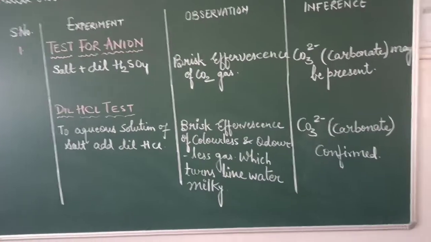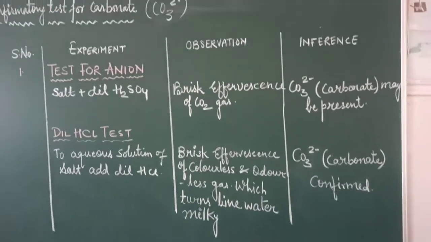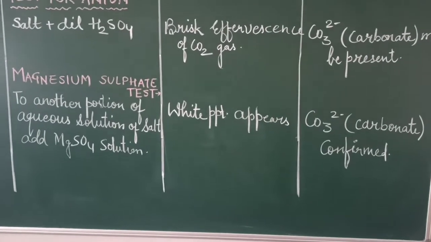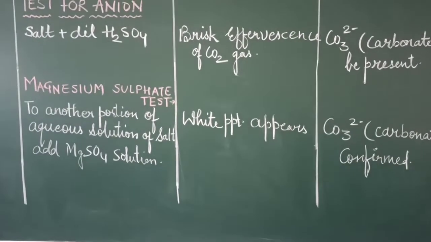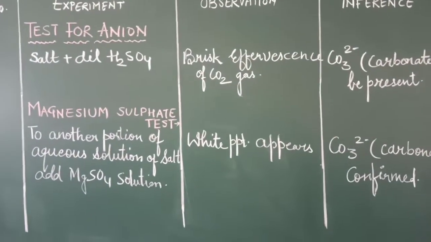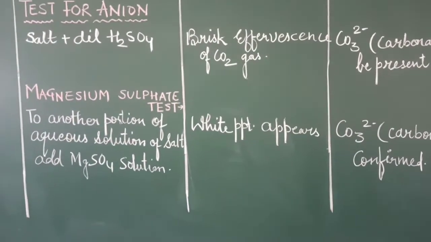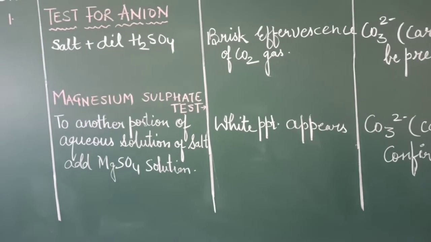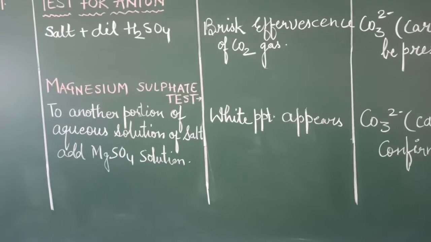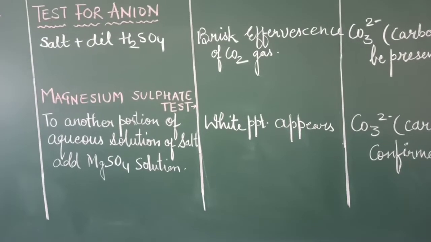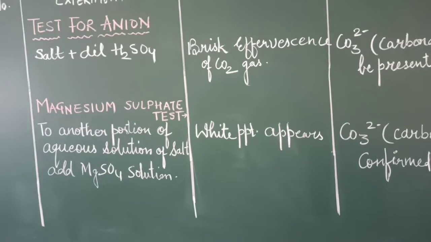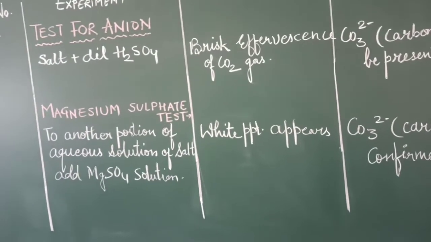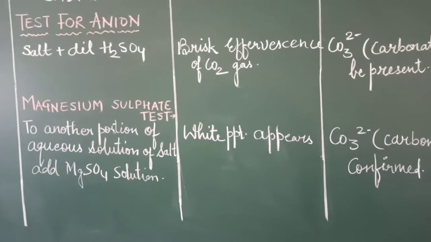The second test in this series is the magnesium sulfate test, which I'll write. The second confirmatory test is the magnesium sulfate test, as I told. For the magnesium sulfate test, we will take the aqueous solution of salt again, and we will add magnesium sulfate solution to it. So how to prepare magnesium sulfate solution? Take a pinch of magnesium sulfate in a test tube and add cold water. It will give you magnesium sulfate solution. This magnesium sulfate solution has to be added to the aqueous solution of the salt. How will we prepare the aqueous solution of the salt?